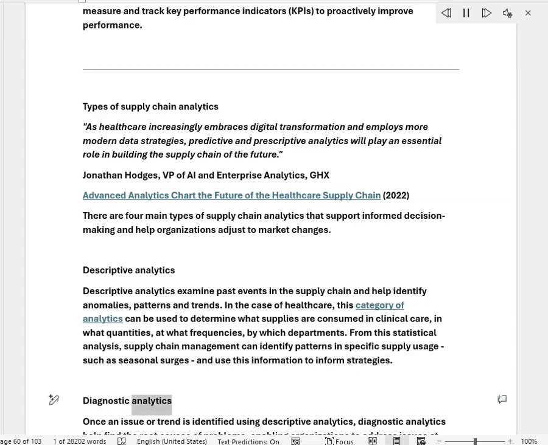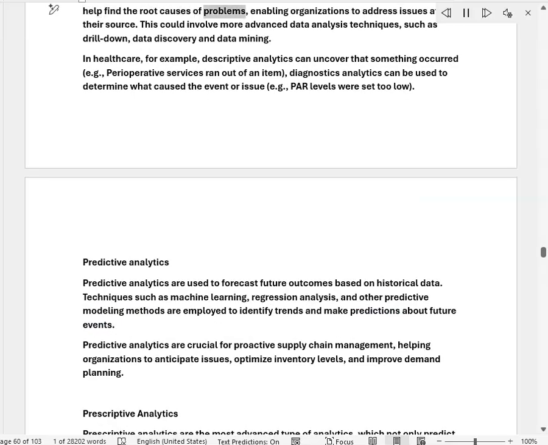Diagnostic analytics. Once an issue or trend is identified using descriptive analytics, diagnostic analytics help find the root causes of problems, enabling organizations to address issues at their source. This could involve more advanced data analysis techniques, such as drill down, data discovery, and data mining. In healthcare, for example, descriptive analytics can uncover that something occurred, for example perioperative services ran out of an item. Diagnostic analytics can be used to determine what caused the event or issue, for example PAR levels were set too low.